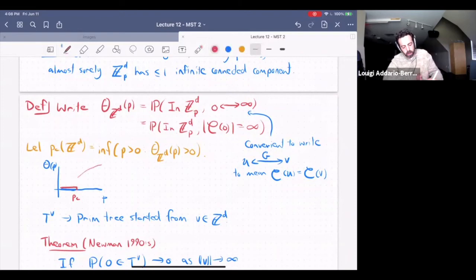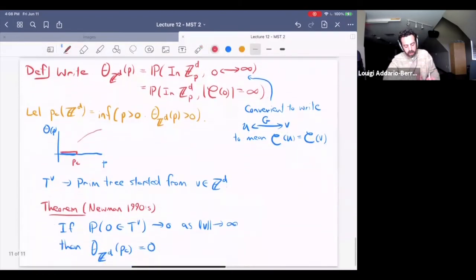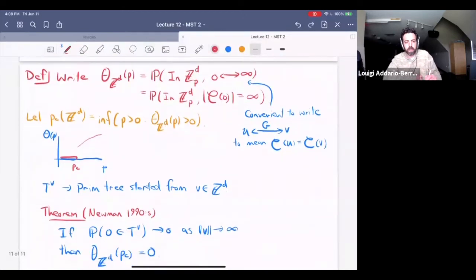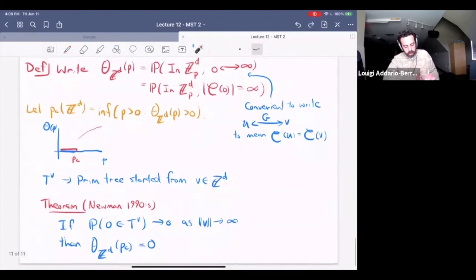Okay, so I think it's fair to say it's maybe the most famous open question in probability whether or not this graph is continuous, so whether or not theta of p_c is 0. And this theorem says that you could prove that this graph is continuous just by showing that the origin is unlikely to be invaded by invasion percolation starting from far off.